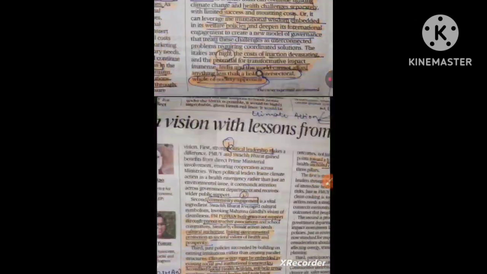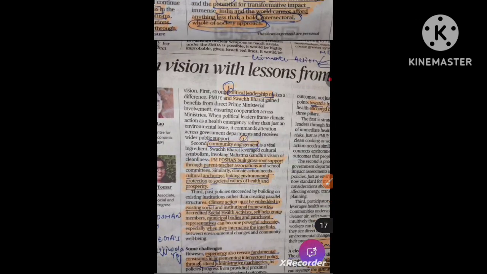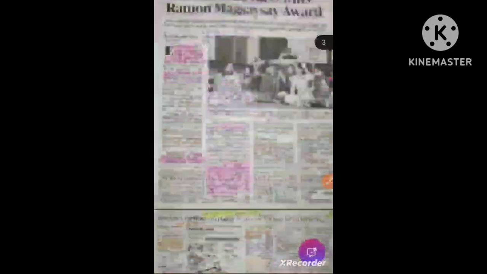And nothing else is important, I think. Yeah, this was the whole article issue for the week.